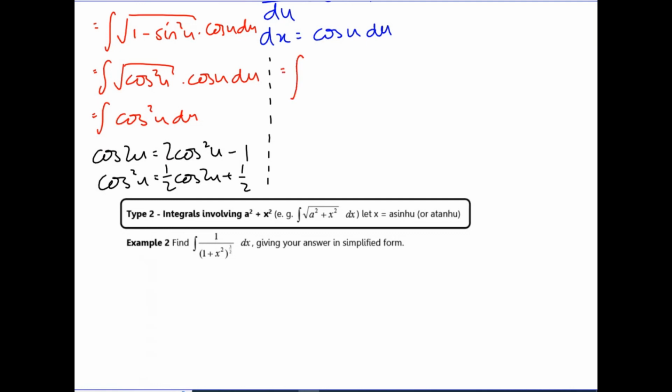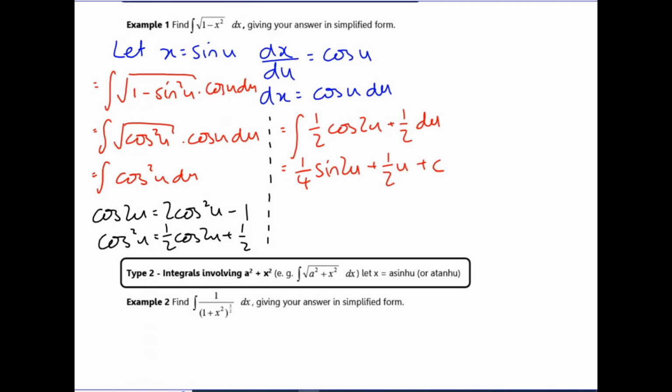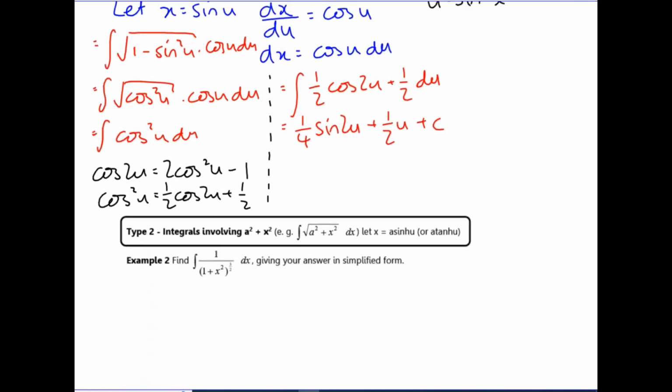Substitute this into your integral, so that's now integrating a half cos 2u plus a half. Integrating cos 2u goes to sine 2u, and we need to divide by the 2 in front of the u. Integrating a half goes to a half u, plus c. Finally, we need to turn this back into terms of x. So we can rearrange x equals sine u to make u the subject, so u equals inverse sine x, and I can sub that into the half u, but I don't want to substitute that into the sine because that's just messy.